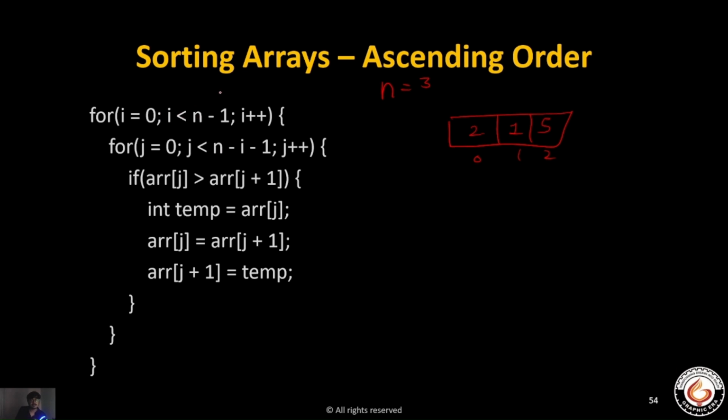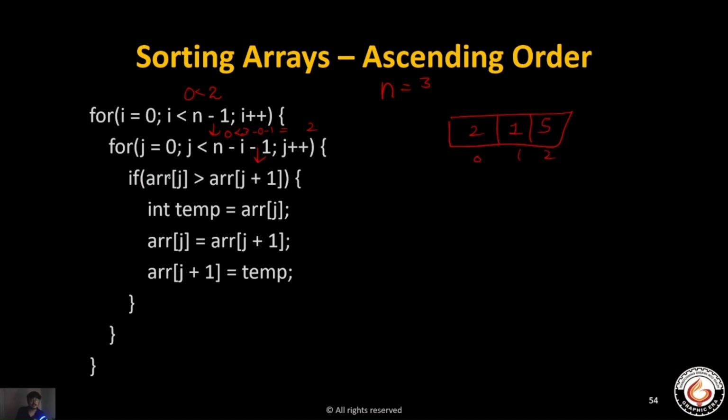Is I smaller than 2? Is 0 smaller than 2? Yes, that's correct. So we will go inside. Now we will check j. Is 0 smaller than n minus I minus 1? Okay, here the value of I is 0. It will be 3 minus 0 minus 1. Okay, that is 2. Is 0 smaller than 2? Yes, that's correct. So we will go inside again.